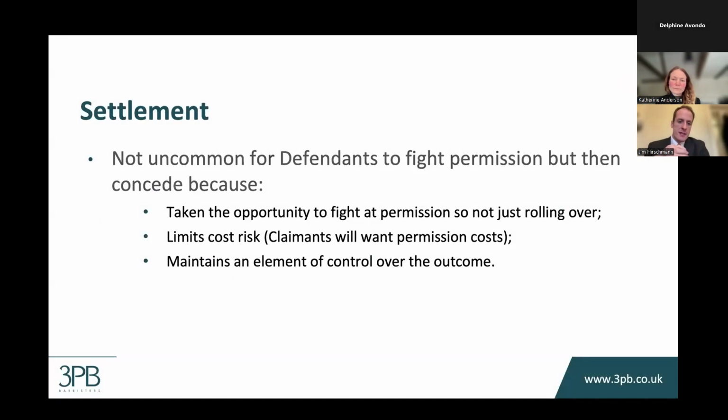If permission is granted, it's worth reflecting on settlement because a judge has looked at it and decided that there's an arguable claim. And at that point, it's worth going back to the client department and considering what the impact will be of conceding, and what costs consequences are likely. You can usually get an indication of the claimant's costs and consider whether it's worth settling. That can be attractive because it maintains an element of control over the outcome and it reduces the publicity of a judgment of the administrative court against the client.